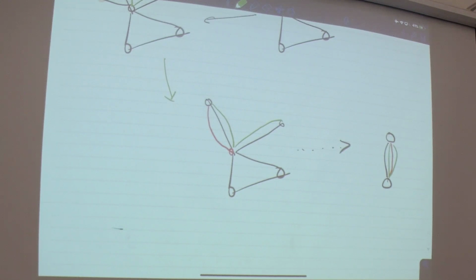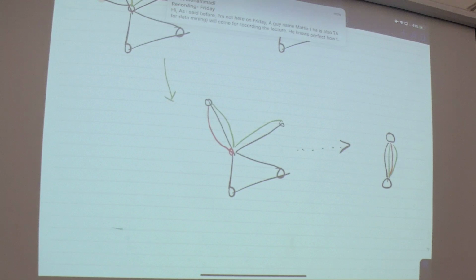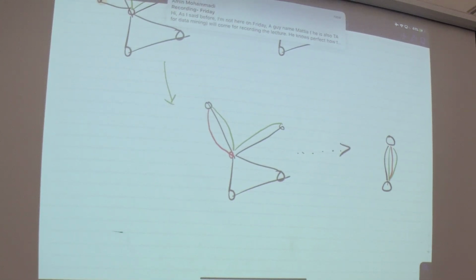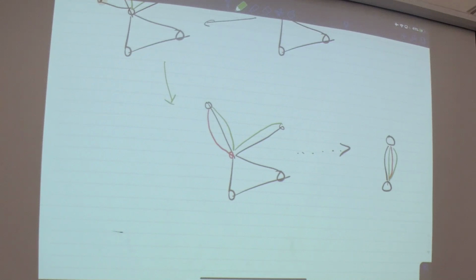Okay, now I have this graph, which has two vertices. What is the size of the min cut in this graph? Or rather, any cut in this graph? It's just the number of edges between those two vertices, right? So computing the min cut of this graph is really easy. It's just, okay, how many edges do I have? And that's my answer.